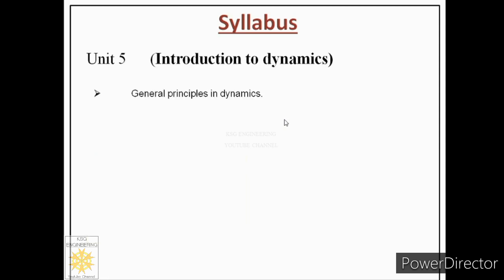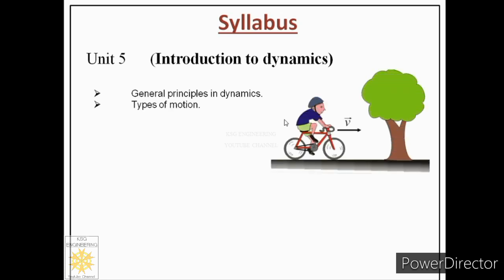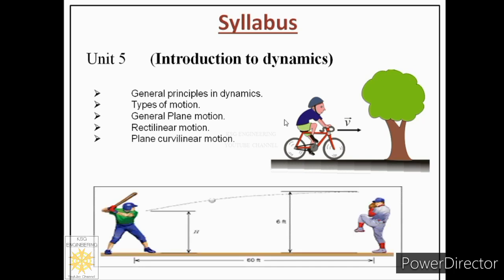Unit 5 is related to the dynamics part of the course. By dynamics we mean that we are dealing with problems where the object is in motion. It is not static. That is why we call those problems a part of dynamics. Under this we will cover topics like general principles in dynamics. We will see different types of motion like general plane motion, rectilinear motion, and plane curvilinear motion.